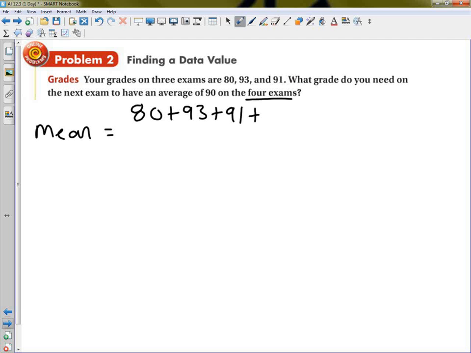I know I have 4 exams. We're going to have to leave that as a variable because we don't know what it is yet, and divide it by the total number. The total number is 4 because I have 4 exams. Well, to solve this, let's first add those 3 numbers together. So I get 80 plus 93 plus 91, which I think is 264.